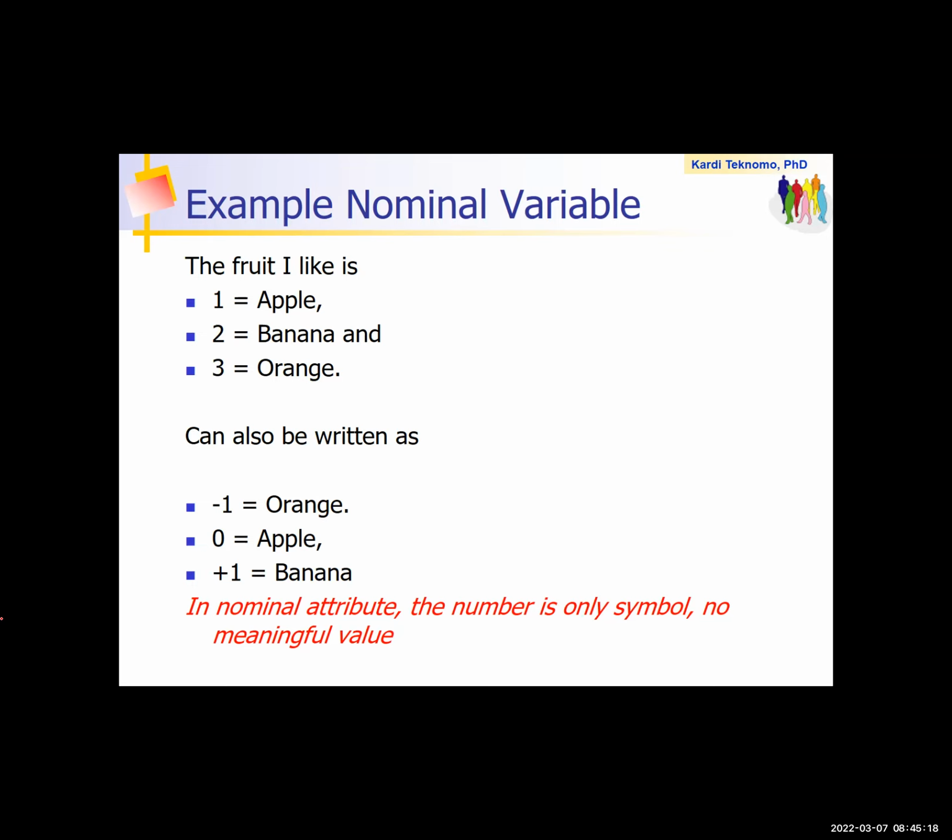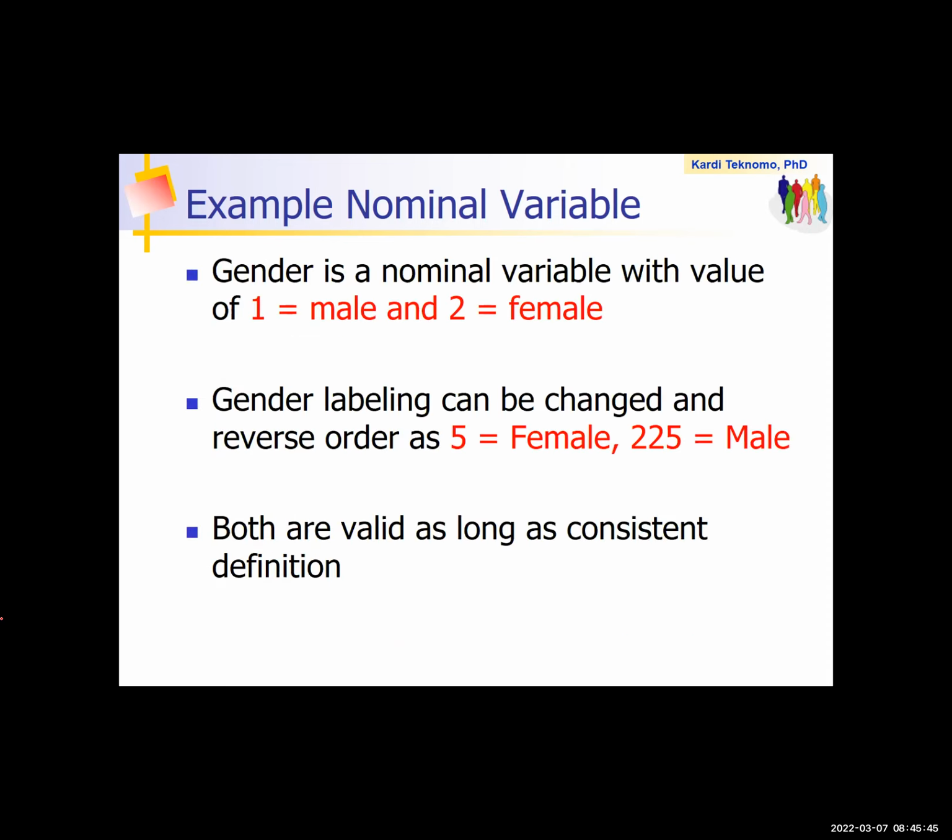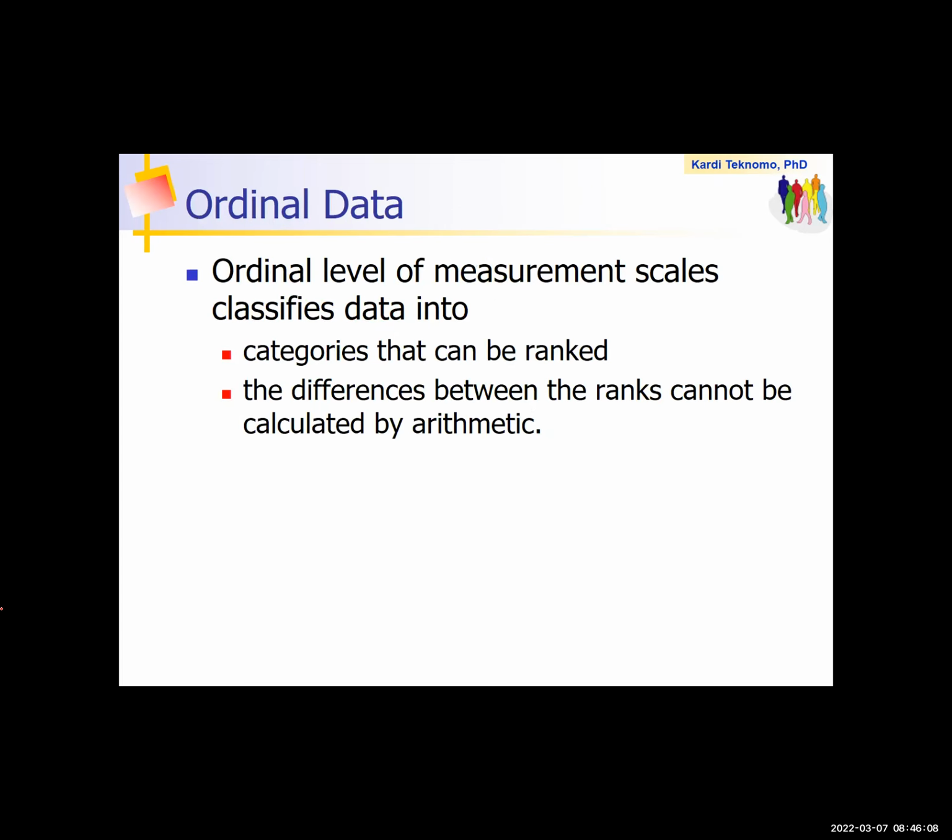Okay. Now, when you assign this category into numbers, okay, you can assign any number. For example, 1, 2, 3, or negative 1, 0, plus 1. It's up to you to define the number itself. The number is only a symbol, no meaningful value. You cannot do any arithmetic operation on this number. Okay, and also you have no order. And the number can be defined as 5 for female and 2 for male. It's up to you to define the number. Okay? It is valid as long as you are consistent with your own definition. Okay? The second data type or measurement scale is ordinal data.